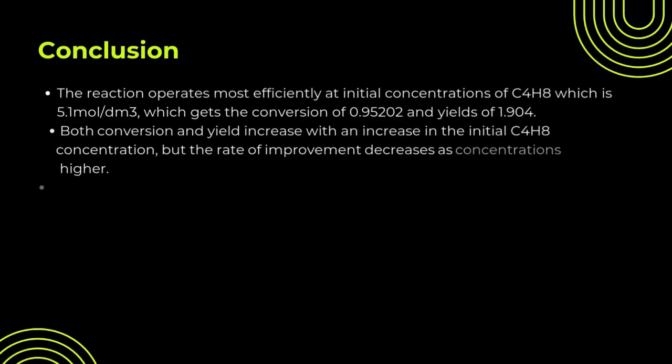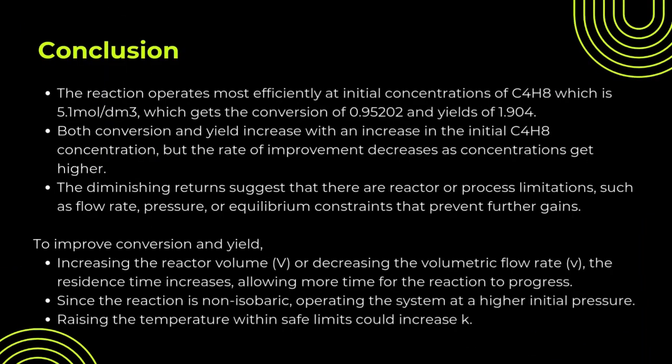In conclusion, the reaction is most efficient at a concentration of 5.1 mole per decimeter cubed, achieving a conversion of 0.952 and a yield of 1.904. Higher concentrations show diminishing returns due to factors like flow rate or pressure limitations. Enhancing performance could involve increasing residence time, adjusting pressure, or safely raising the temperature to improve reaction kinetics.